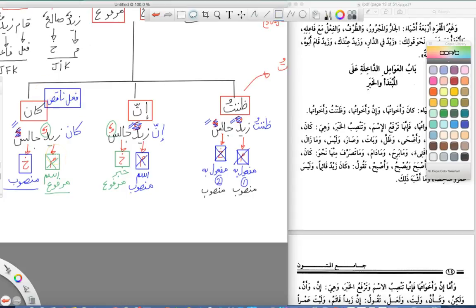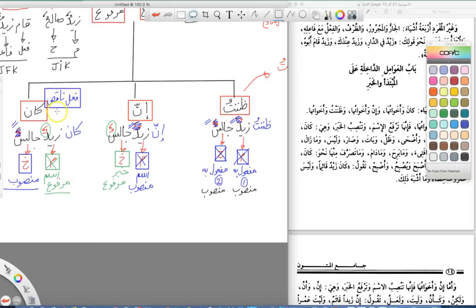Like you have the Adams family. One drinks blood, and the other one hits his head with a hammer, and the other one drinks poison, and all that, you know, the Adams family. So you have the kana family. This family is known as the fi'l naqis.